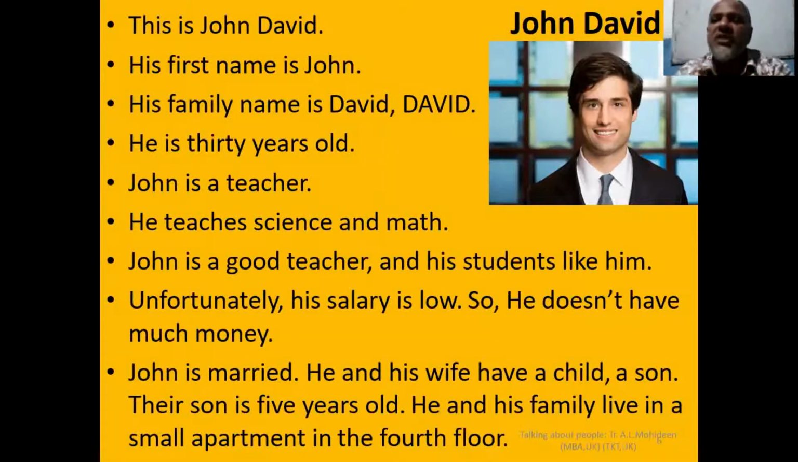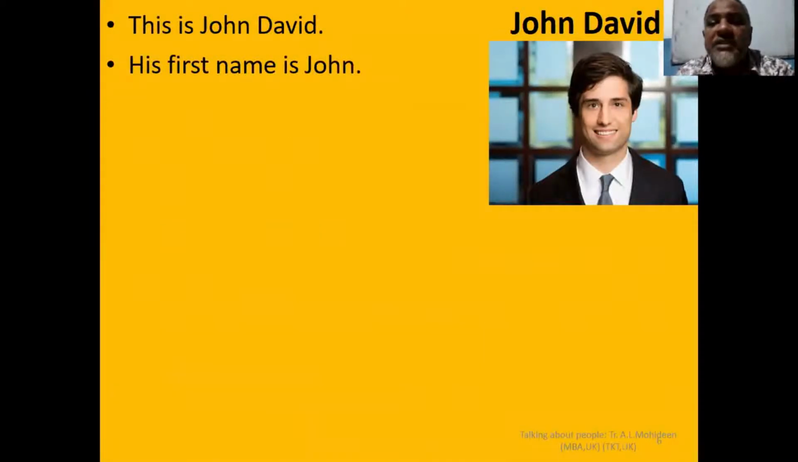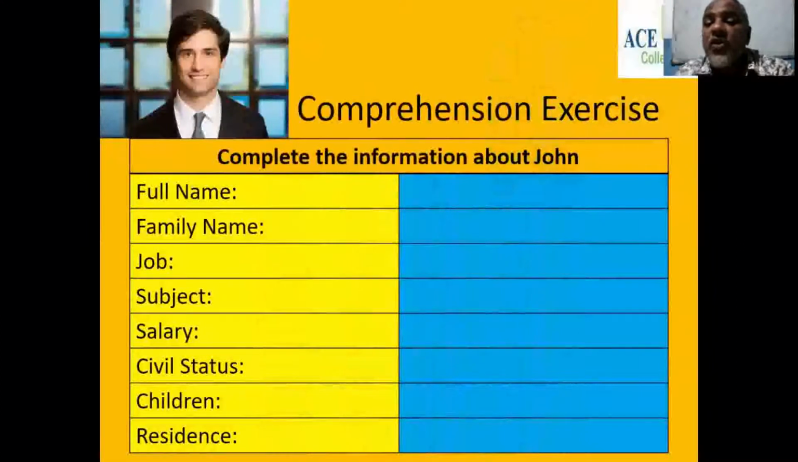Now I am joining. Understood? John is married. Who has a son? Whose son is 5 years old? And they live in a small apartment building on the 4th floor. Okay. So now you have information. You can convert this information into the table. This is what we call reading comprehension.